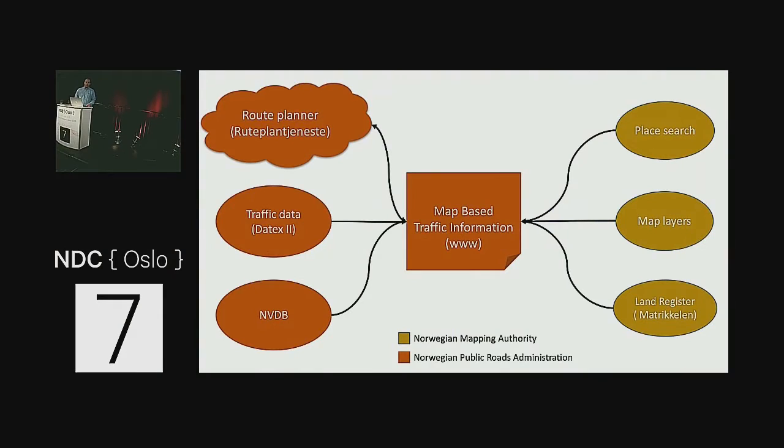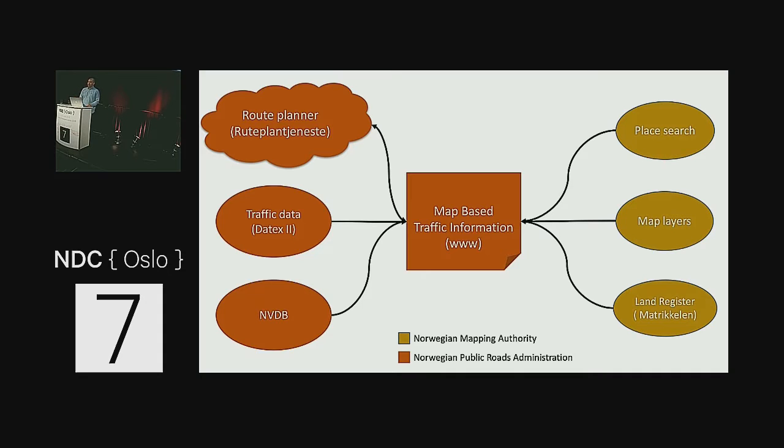So here you see an overview of the moving parts, the services that we need to build this web application. If we start in the upper left, the orange is the Norwegian Public Roads Administration. There you have the route planner. This is not publicly available, but it is a tool for calculating the route, or several routes actually, from A to B. And then you have the datasets and the envdb.